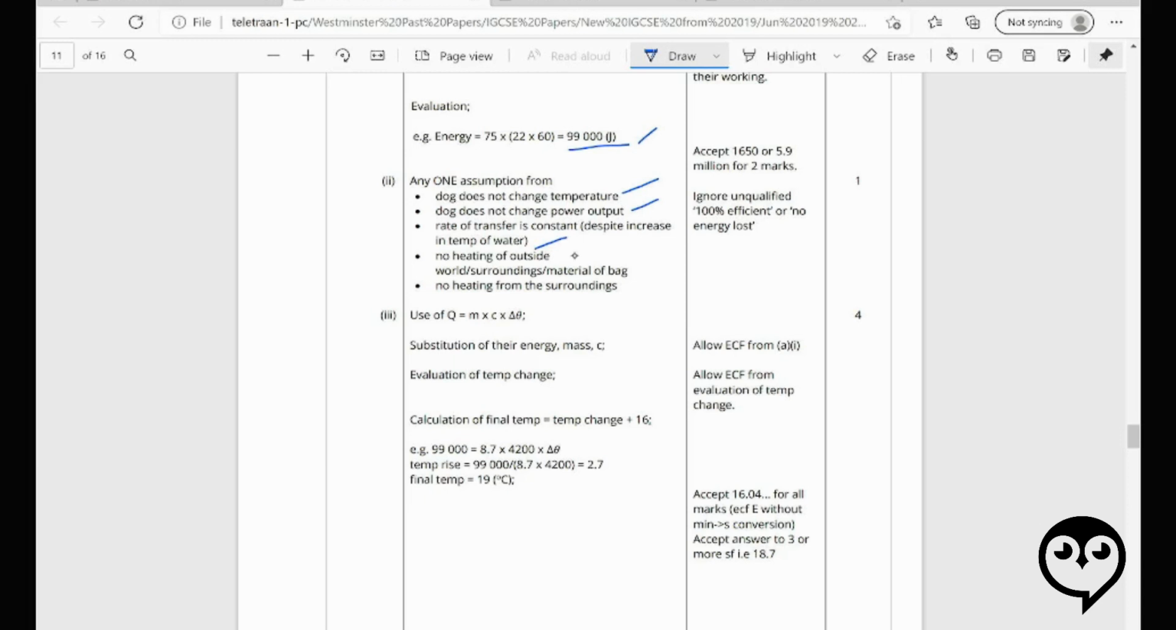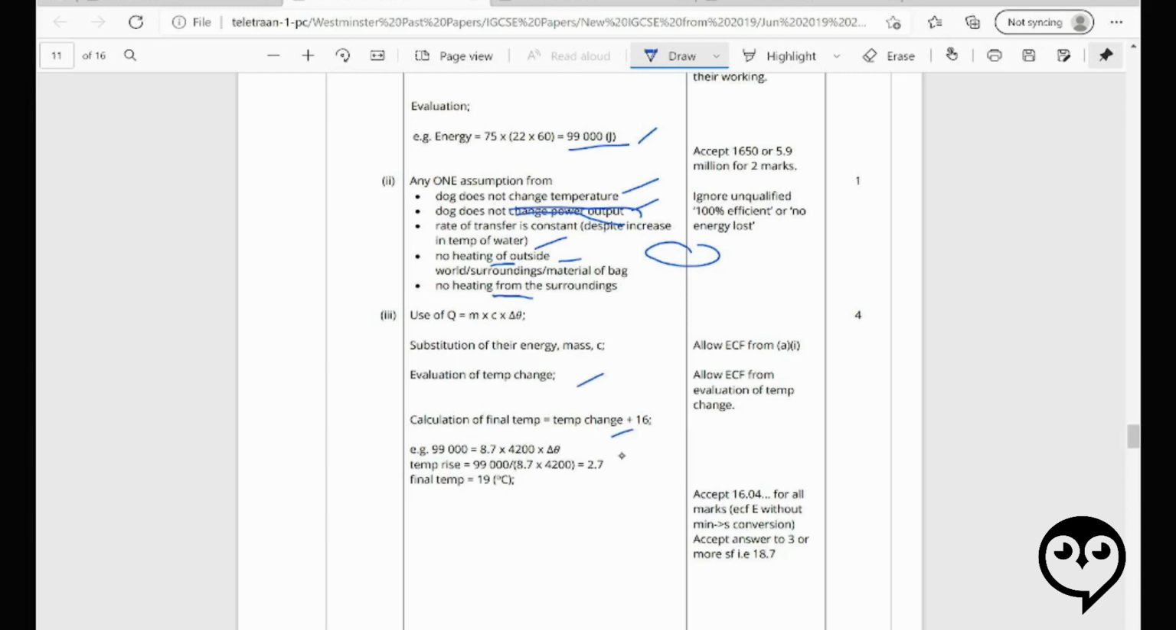Yep, no heating from outside, no heating of outside. So there's no other exchange of heat. That's the assumption we had made, okay? I think I'd said that the power rating was constant, which I mean the power output of the dog, okay? Anyways, that was 1 mark.